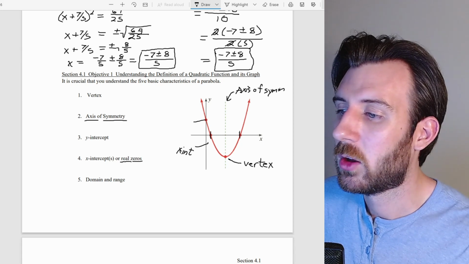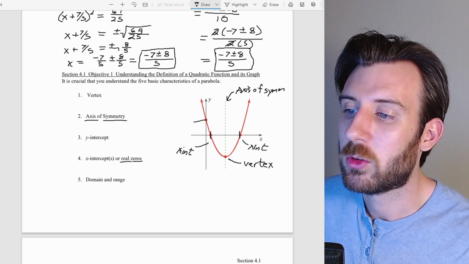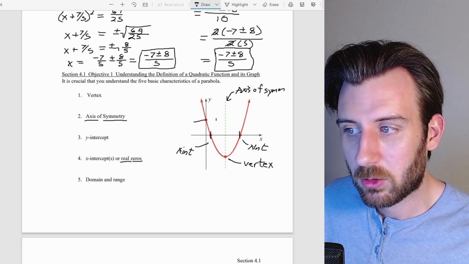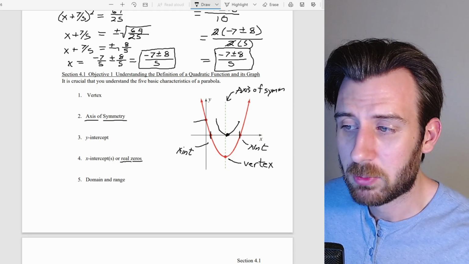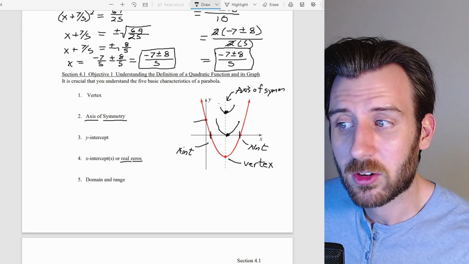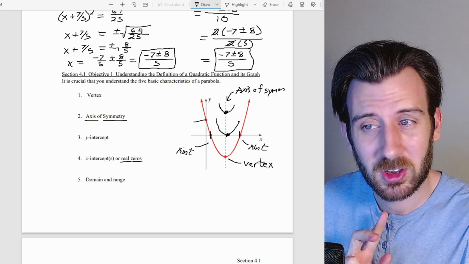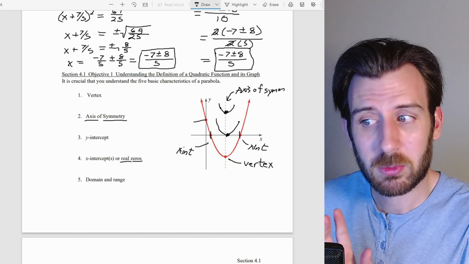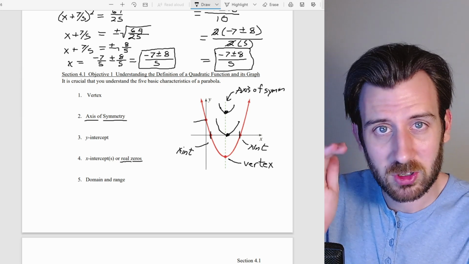And notice there can be 2 x-intercepts. But if I was to shift this up so that it just barely touched right here, there would only be 1 x-intercept. I could even shift it up even more where there was no x-intercept. So there's not always going to be an x-intercept, and there's not always going to be 2. It could be no x-intercepts, 1 x-intercept, or 2 x-intercepts, depending on how far we shift this graph up and down.